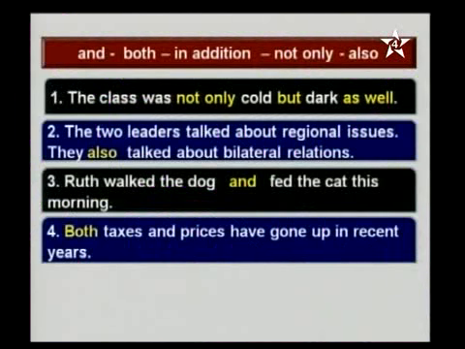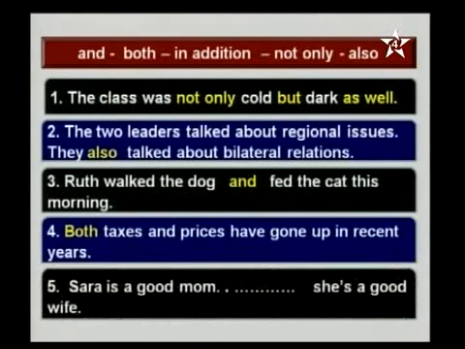Both taxes and prices have gone up in recent years. And here's the last one. Sarah is a good mom. She's a good wife. Yes. Sarah is a good mom. In addition, she is a good wife. Okay. Please have a look at them for a second. Okay. First one. Second, third, fourth, fifth.